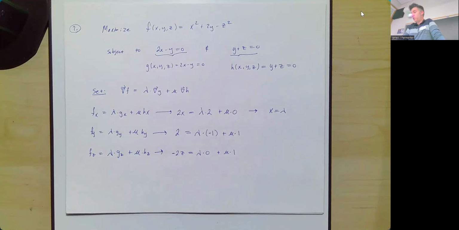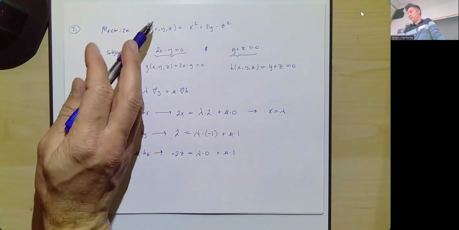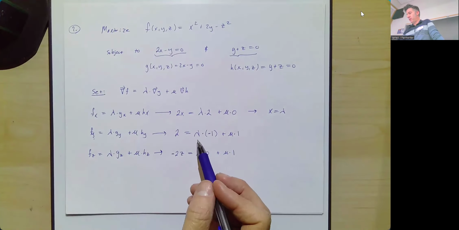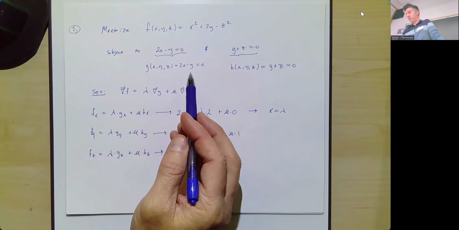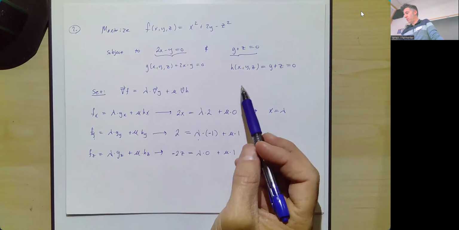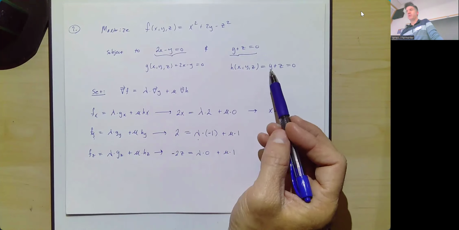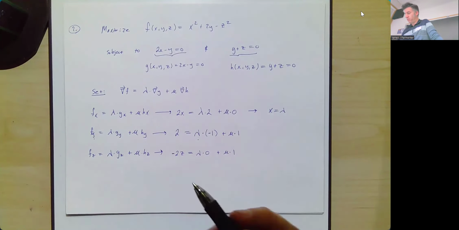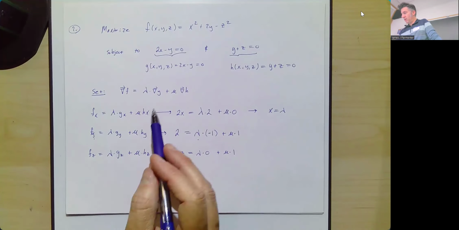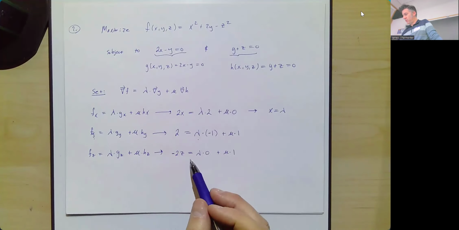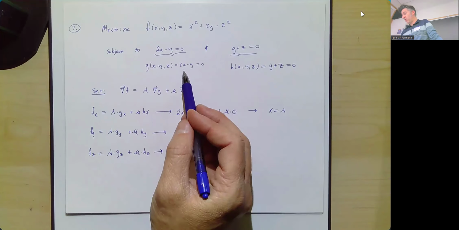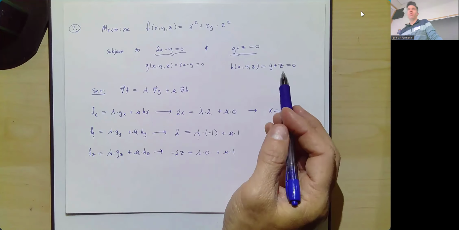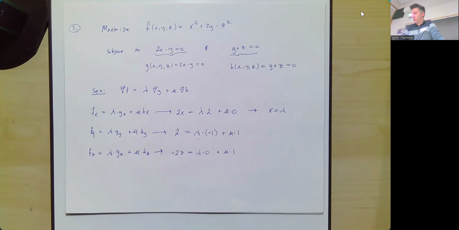That's what your equation should look like. Fy, the partial with respect to y, should be 2, equals lambda times the partial of g with respect to y, which is -1, plus mu times the partial of h with respect to y, which is +1. Similarly for the third coordinate, fz is -2z, equal to lambda times gz, which is 0, plus mu times hz, which is 1. So those are our equations.